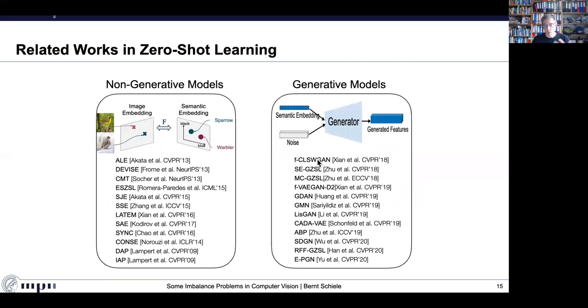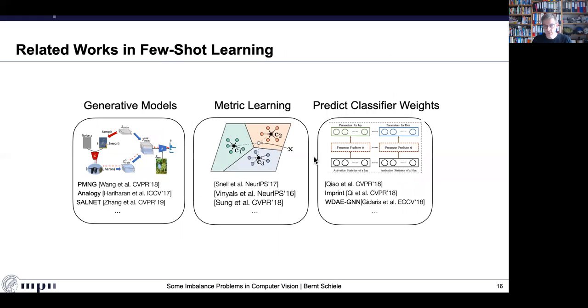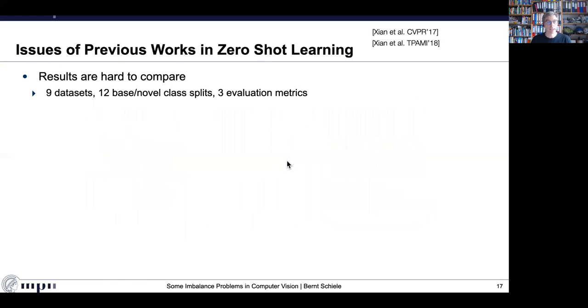So I don't want to give an overview here of all the methods that are out there for zero-shot learning or for few-shot learning. There are too many to name here. But as I said, I want to highlight some of the work that I've been doing in that space and compare also then to the state of the art. But before we get there, let me briefly mention one piece of work that we did at the beginning when we looked at this problem.